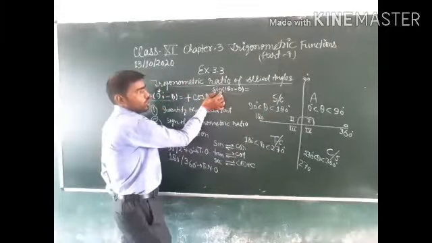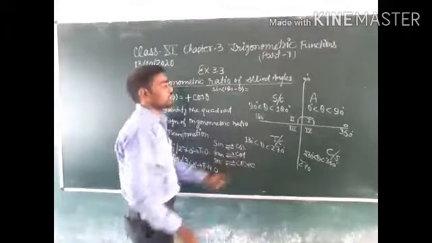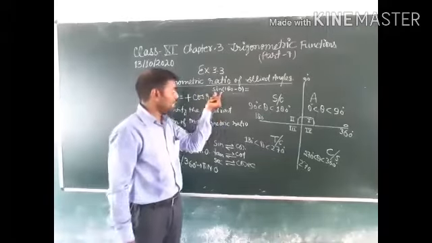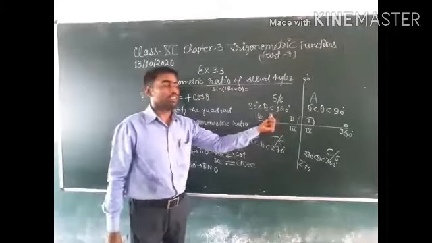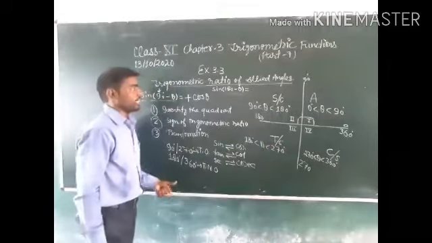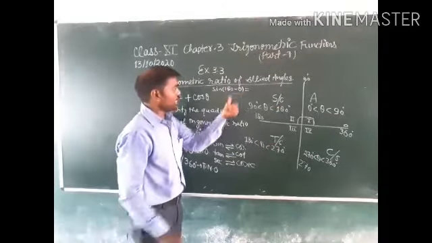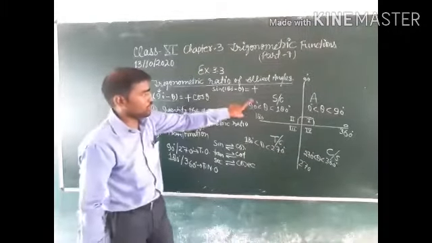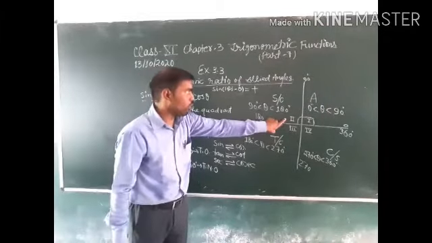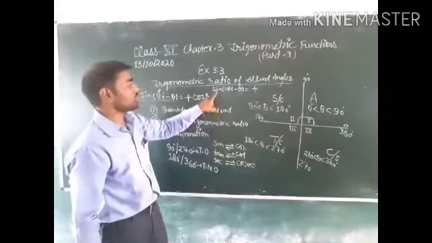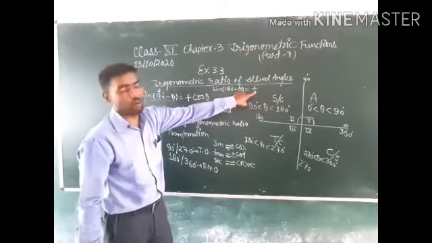And what is the sign of sine in the second quadrant? You can see easily in the second quadrant sine and cosec are positive and the other trigonometric ratios are negative. So this sine 180 minus theta will be positive because 180 minus theta belongs to the second quadrant, and in the second quadrant sine is positive. So we write sine 180 minus theta is equal to positive.